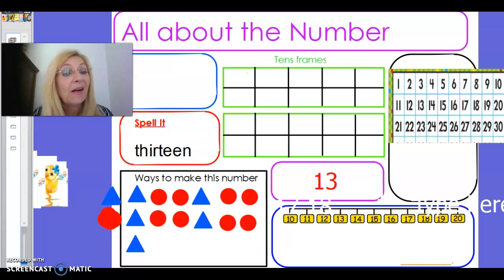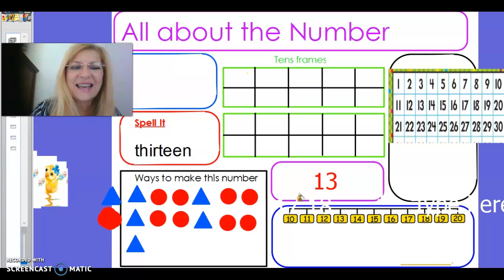Hope you're doing well. Are you ready for an all about the number? I hope so. Let's dig right in and get started. All right, look at our number. It's right here in the purple box. Do you see it? What is our number for today? Good job, Parker. Did someone from Miss Ayler's class say it too?